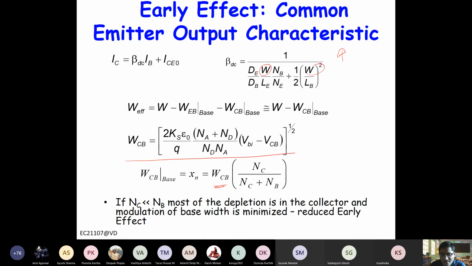When the base width modulation is reduced, what should the ideal early voltage be? Ideal early voltage should be infinite, right? And when this base width modulation is seen, that means we get a finite early voltage. For finite early voltage, we usually write IC equal to whatever function we have obtained, multiplied by 1 plus VCE by VA. So if VA is infinite, this vanishes and you have 1, and if VA is finite, it becomes a function of VCE.